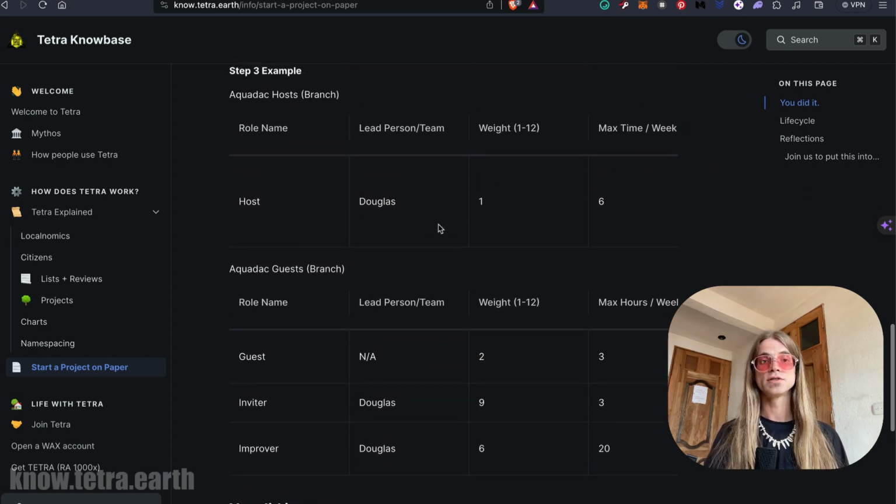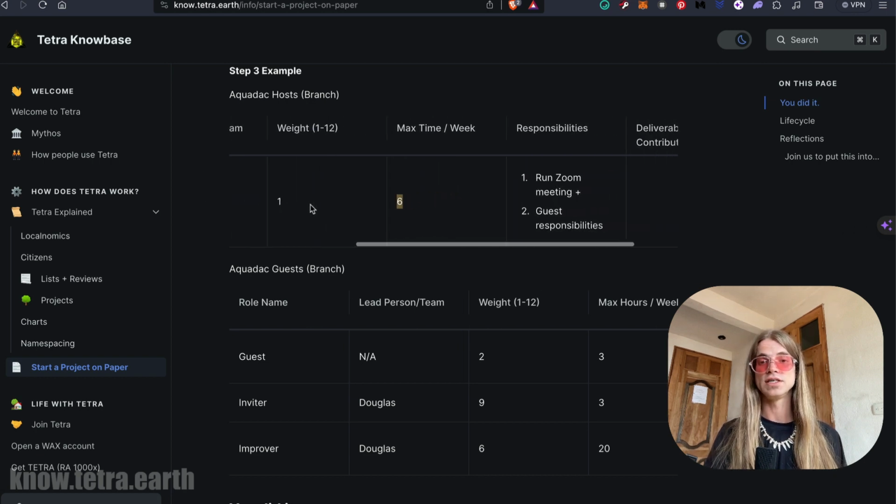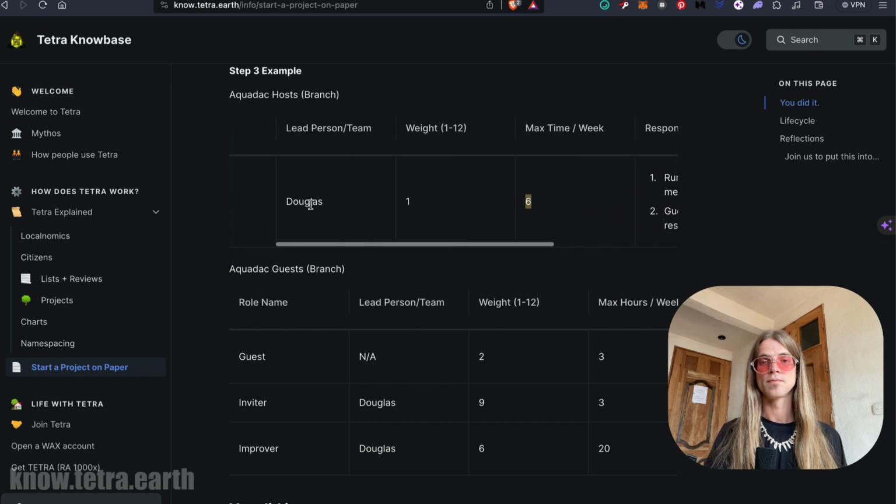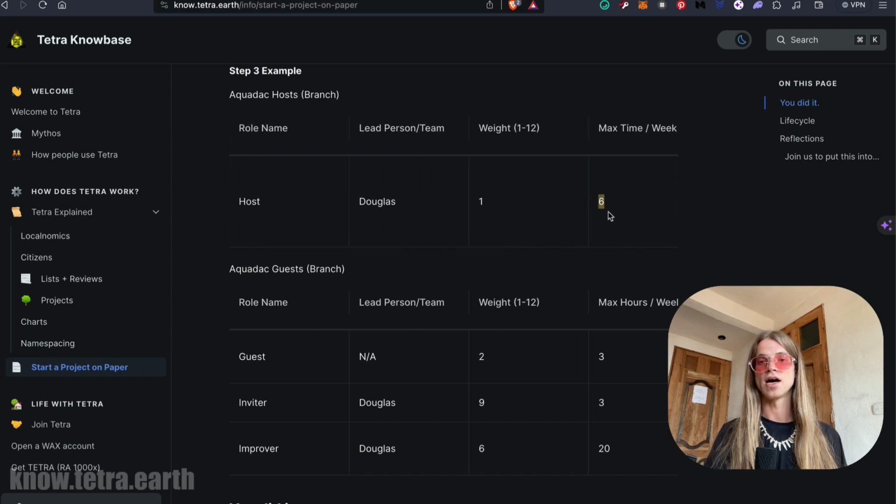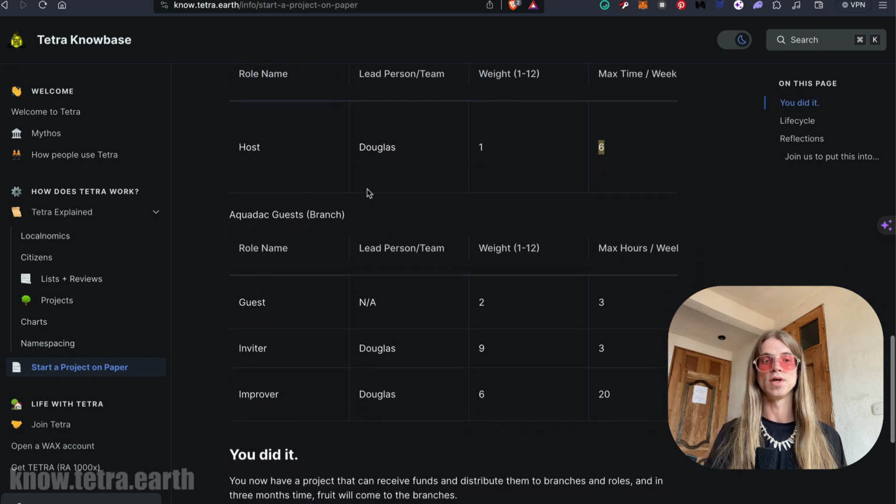If we look at our branches from earlier, we have just one role for the host, so the weight is just 1. It doesn't matter, it doesn't need to be split. And we also have this max amount of time per week. So this is how many hours that Douglas can work, or whoever is playing the host role, and how much they can receive at that time. And this is the maximum amount of hours that one person can fulfill that role in a given week.